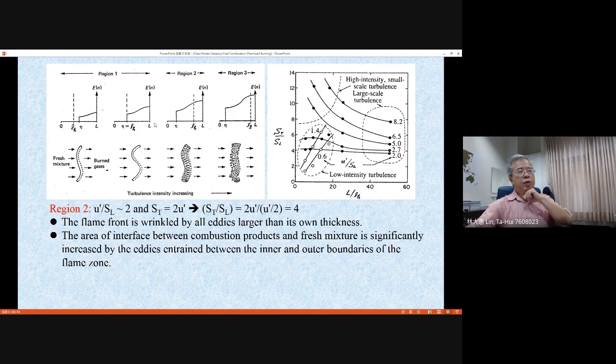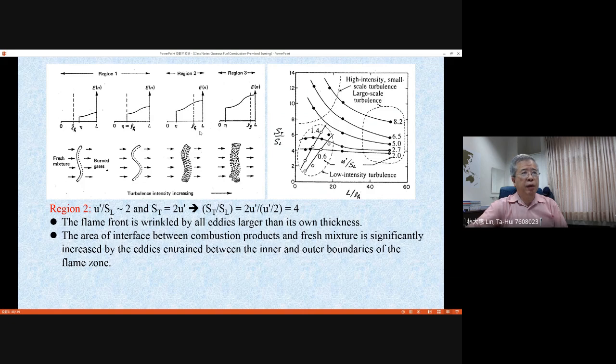But for region 2, some of the eddies (ADs) are small compared with the flame thickness. Here there is a portion of small eddies whose size is smaller than the LH. Then what happened? You will see the flame is still wrinkling, because it is wrinkled by the eddies larger than the flame thickness.